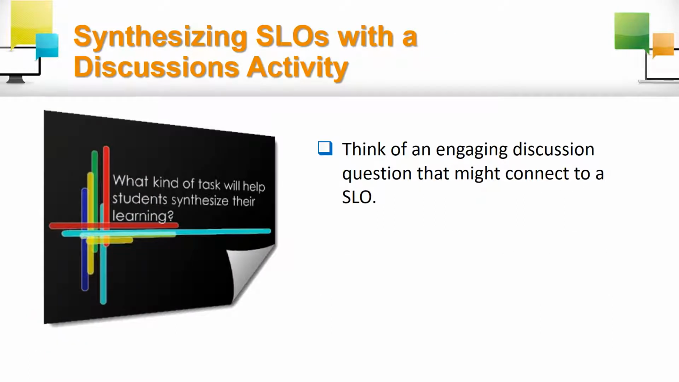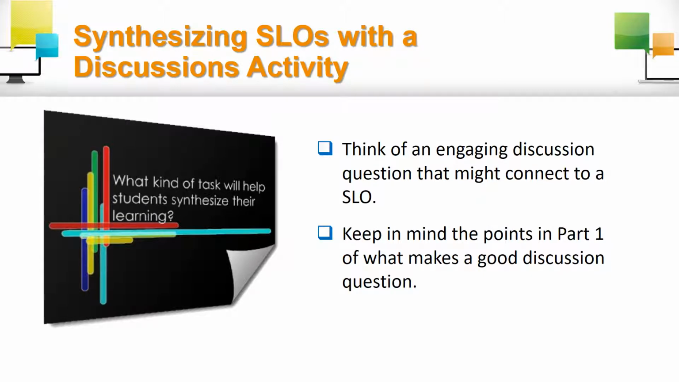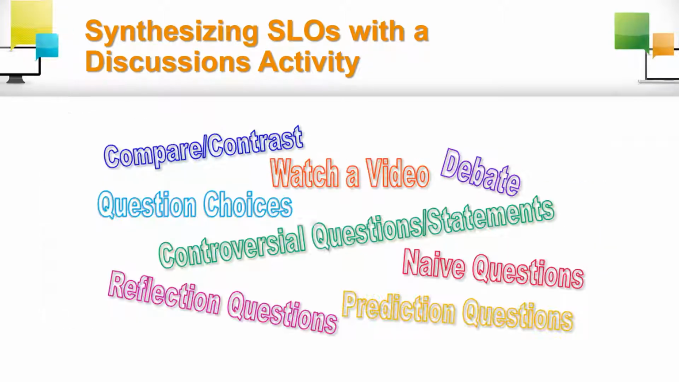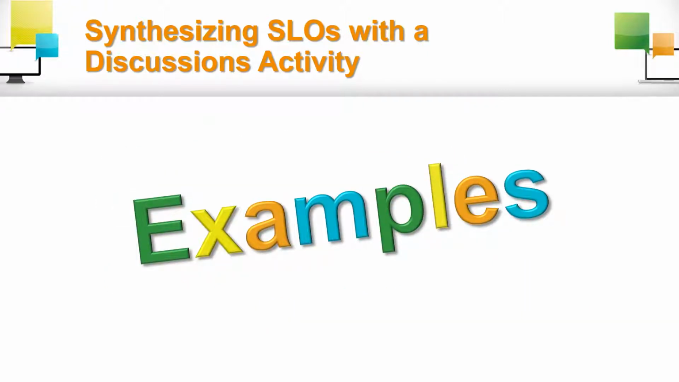Now that you have found a student learning outcome for your course, think of an engaging discussion question that might connect to a SLO. It will be helpful to keep in mind the points in Part 1 of what makes a good discussion question. It is also important to consider the type of question to use. Would a compare-contrast question provide you with student responses that show they understand the SLO, or would a debate question be more appropriate? Here are some examples of various types of questions for you to review.